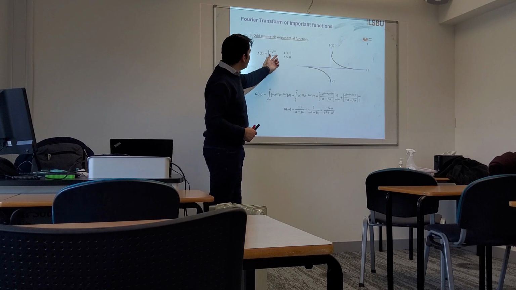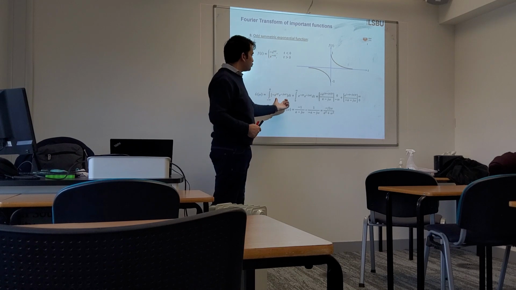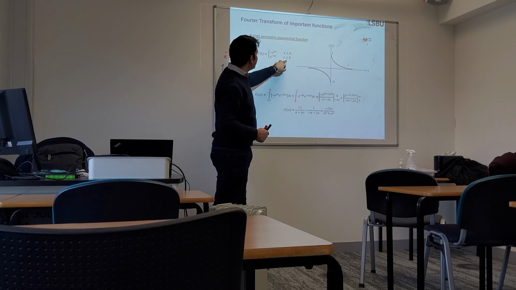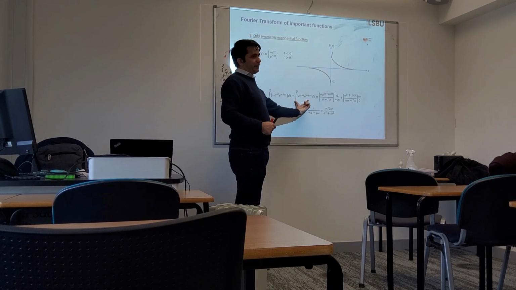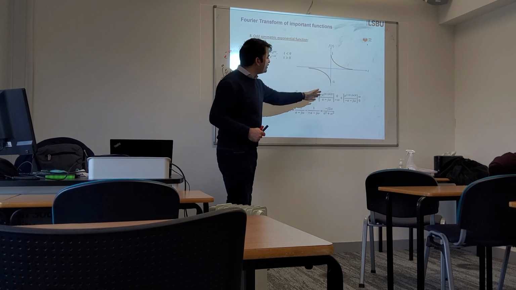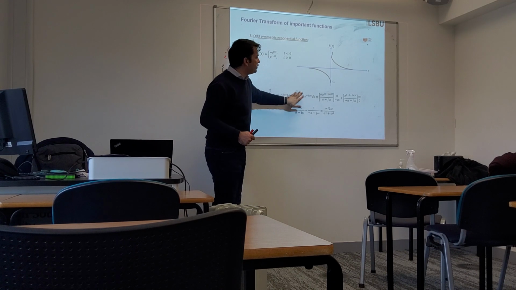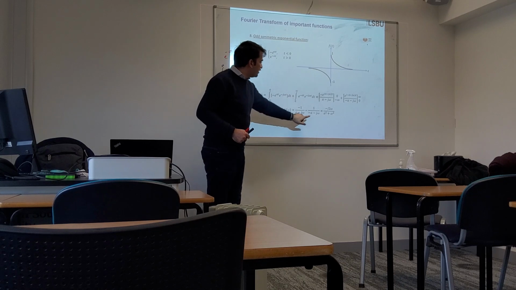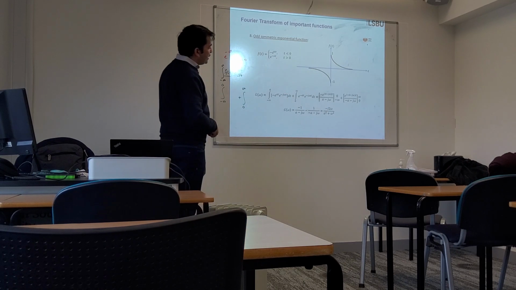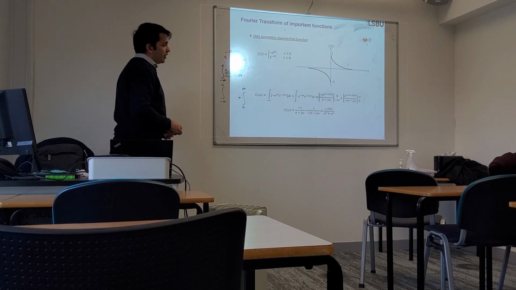Minus infinity to 0, the function has this specific value, so we have this one. Then for t greater than 0, the function has this specific value. And if we solve it like we did for the simple exponential function, you will finally get it as minus j 2 omega divided by a square plus omega square.